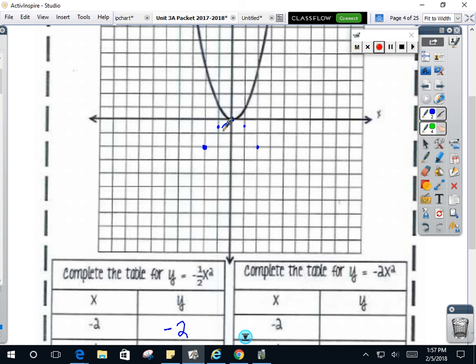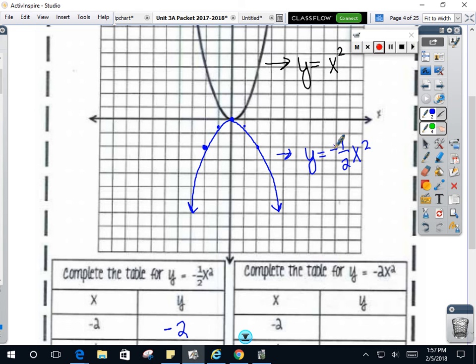So, remember, the black one that was already graphed for you is the parent function, and its equation is y equals 1x squared, or just x squared because you don't have to write the 1. Okay, so this one that's already up there is y equals 1x squared. The one you just graphed was y equals -1/2 x squared.